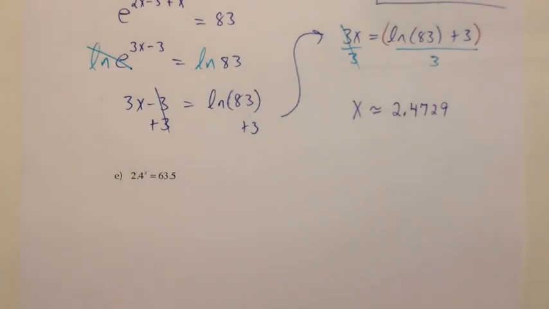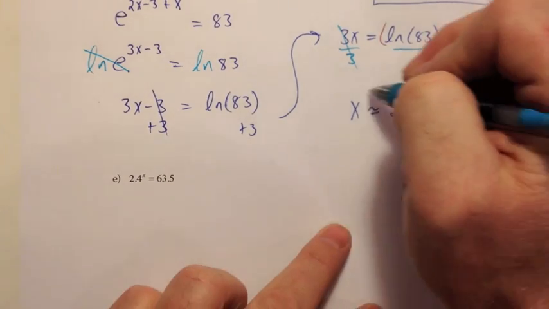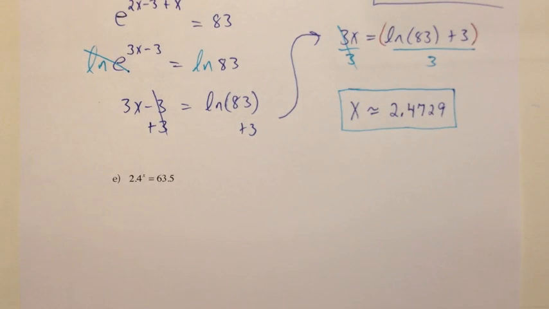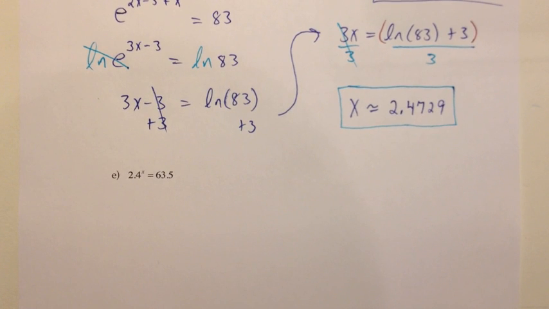Alright, let's go ahead and try another one. I guess just real quick, since we finished that off, I'll box it and make sure it's clear where my answer is. And then let's continue on. So 2.4^x equals 63.5. This actually is going to be a very fast one.